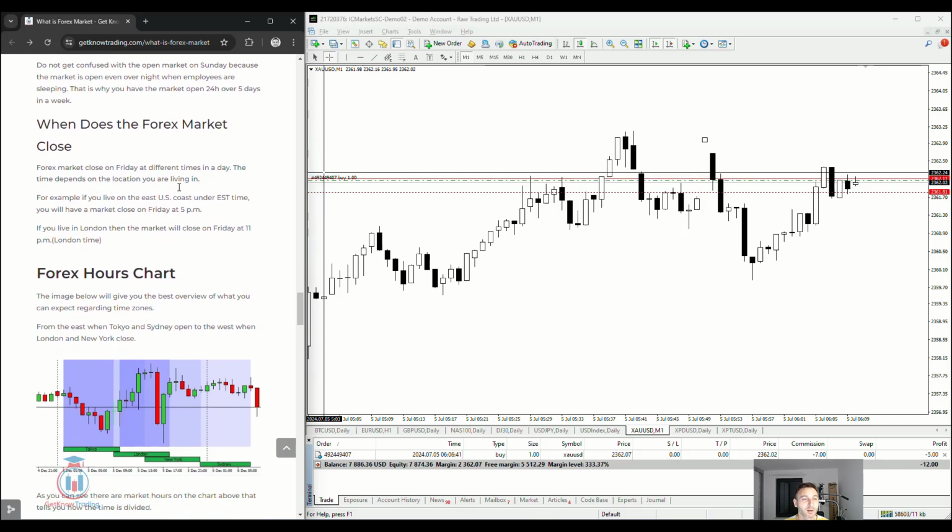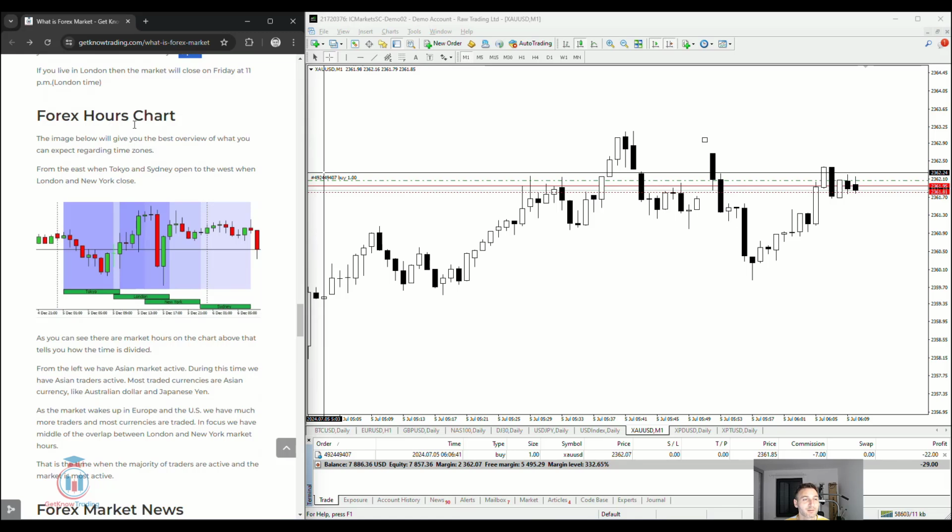Now, when does it close? The Forex market closes on Friday at different times of the day. So if you live on the East Coast under Eastern time, the market will close on a Friday at 5 p.m. But if you live in London, then the market will close on a Friday at 11 p.m., which means 23 hours.